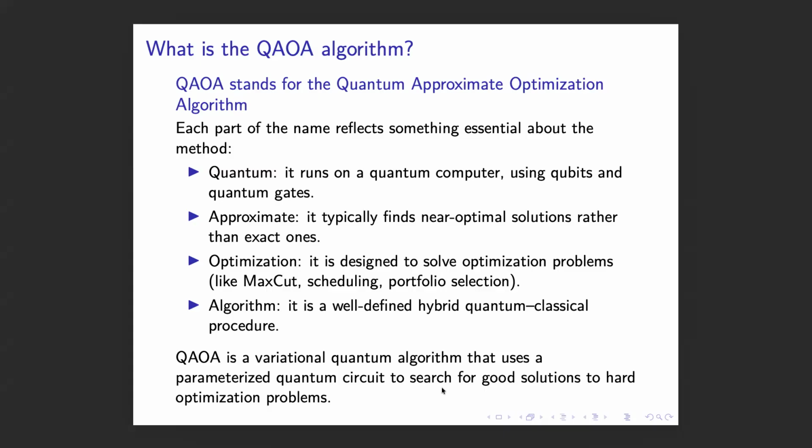So I said that a kind of keyword for this course is variational quantum algorithms and parameterized quantum circuits. There's a kind of common denominator for what we are doing. And then you have many famous algorithms. So the QAOA is actually widely used in optimization problems. And it's a parameterized quantum circuit. It's a variational quantum algorithm that uses a parameterized quantum circuit to search for good solutions to hard optimization problems.